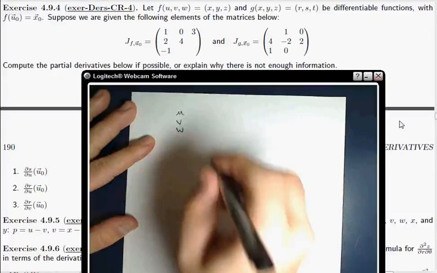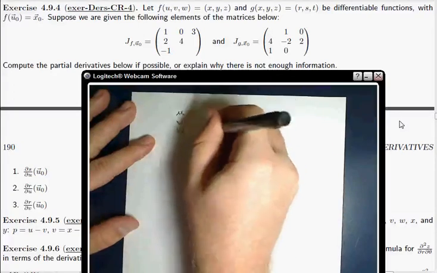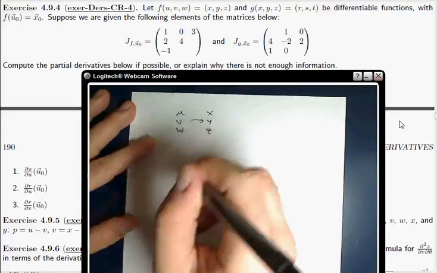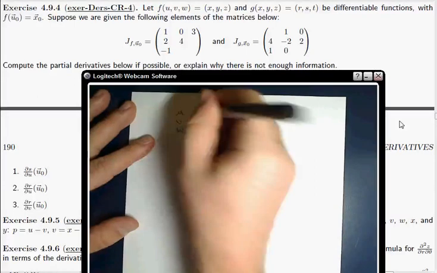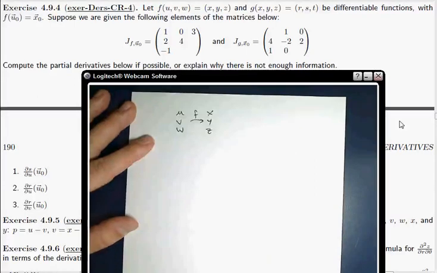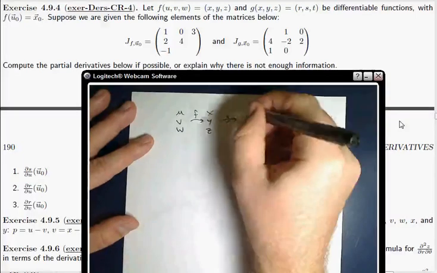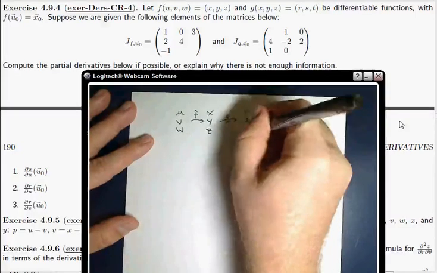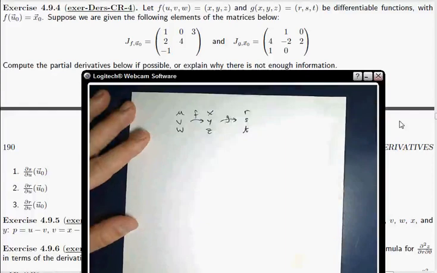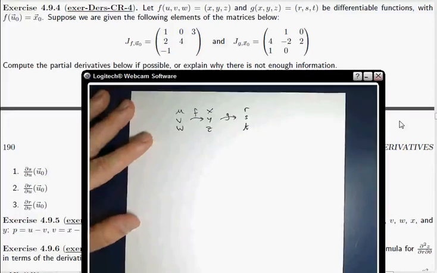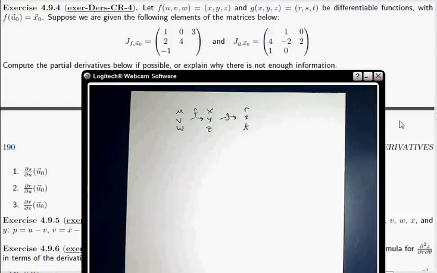U, V, and W give you X, Y, and Z. The name of this function is called f. And then as a function of x, y, and z, that function being called g, we can determine r, s, and t. So this is the flow of variables here. Right? Everybody okay? And we've got a couple of Jacobian matrices given to us.